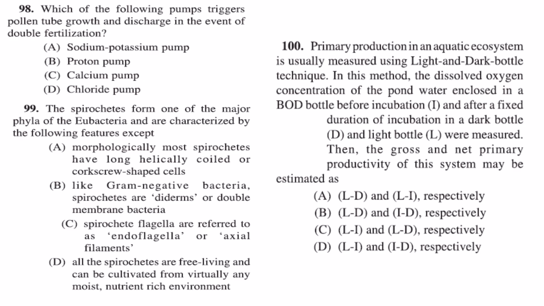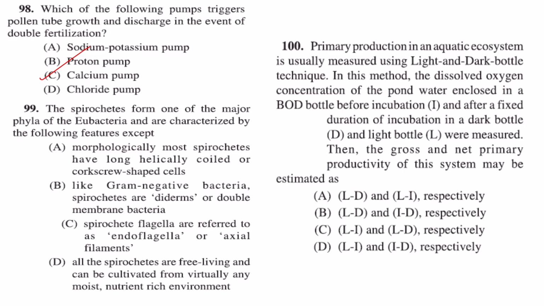So coming to the next question. Which of the following pump triggers pollen tube growth and discharge in the event of double fertilization? It is your calcium pump. Answer is option C. Then next one.